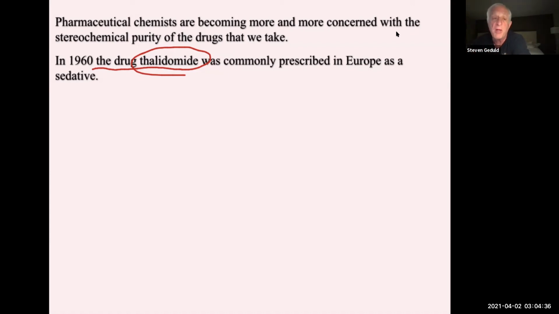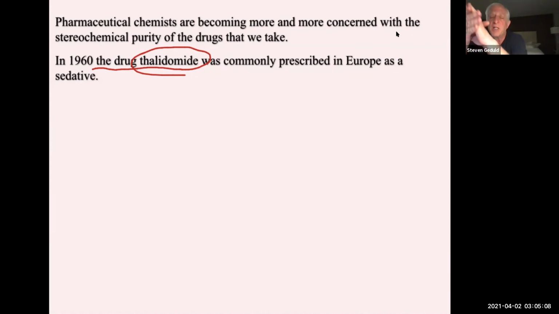When drugs are made, you make both forms. It's random which one it makes, so a lot of times it's a 50-50 mix, and there's no way to separate them. It's very expensive and very difficult to separate, so you always just give both forms of the drug. In this case, one form worked really well, producing anti-nausea in pregnant women, and the other form caused severe birth defects.